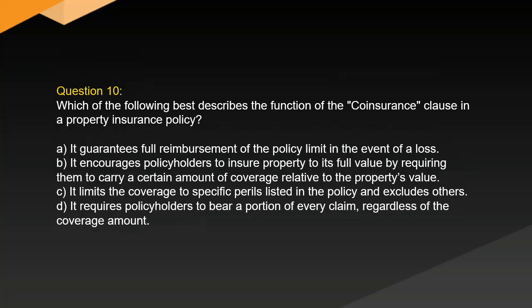Question 10. Which of the following best describes the function of the coinsurance clause in a property insurance policy? A. It guarantees full reimbursement of the policy limit in the event of a loss. B. It encourages policyholders to insure property to its full value by requiring them to carry a certain amount of coverage relative to the property's value. C. It limits the coverage to specific perils listed in the policy and excludes others. D. It requires policyholders to bear a portion of every claim, regardless of the coverage amount.